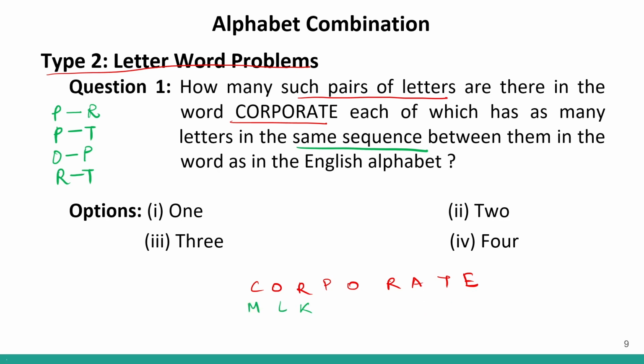No. So in total, how many pairs did I get that had the same sequence between the letters as in English alphabetical order? There were 4 such pairs. So answer will be option number 4. Okay, option number 4 will be the answer. There are 4 such pairs: PR, PT, OP and RT. Okay, clear?